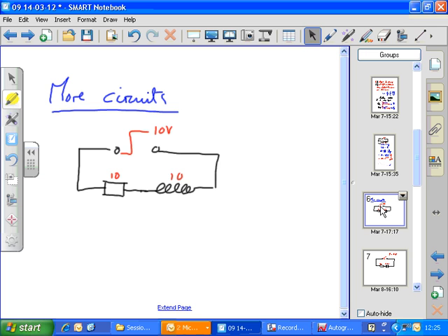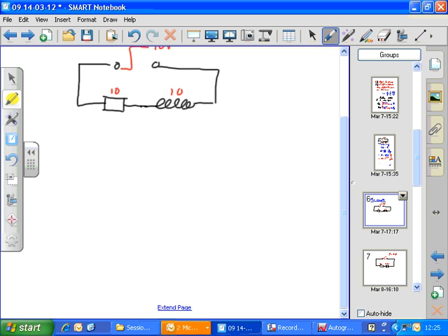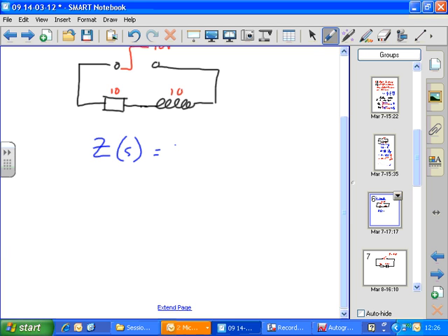So same idea as before. What we do is we find the total impedance for the circuit in S space. So ZS is going to be 10, the resistance stays as it is, plus 10S, because the inductor, using the table on page 5, just transforms to 10S. The voltage this time, step voltage again, so as before, 10 over S. So we've got the total impedance and the voltage in S space.